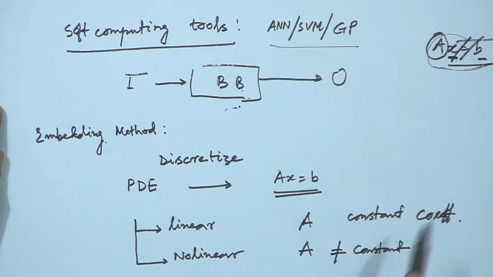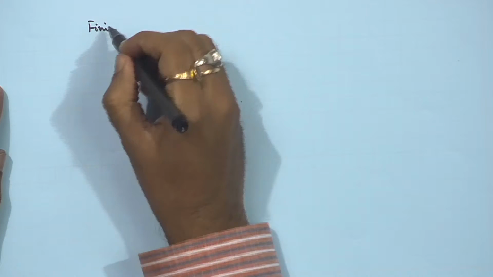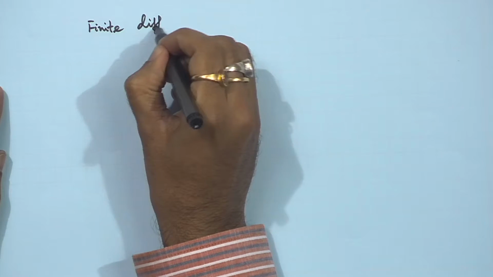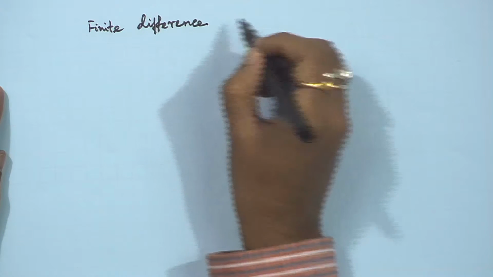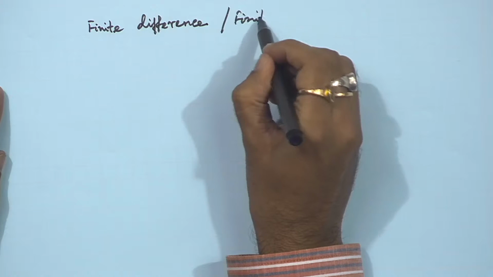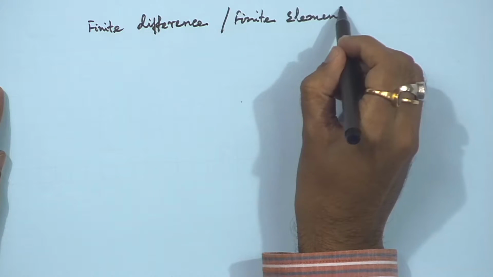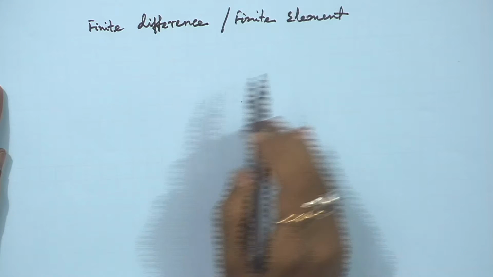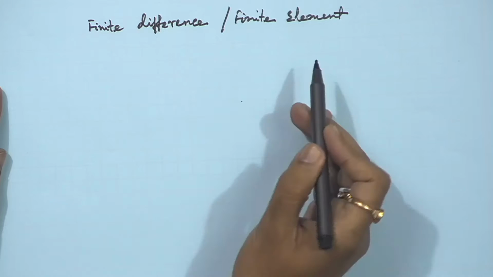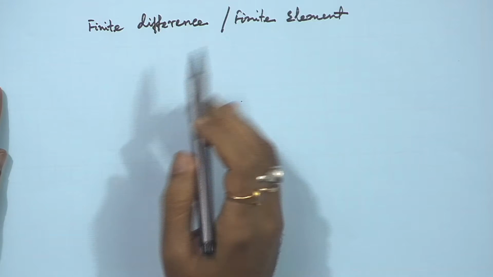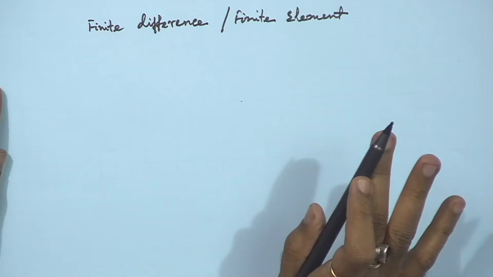What is the advantage of this embedding technique? In the embedding technique, you can discretize the whole domain using some numerical method or discretization method, I should say, like finite difference or finite element, and we can use those equations within your optimization framework.